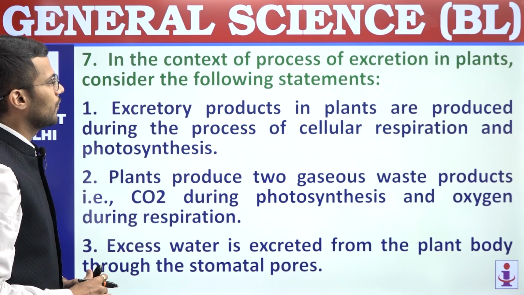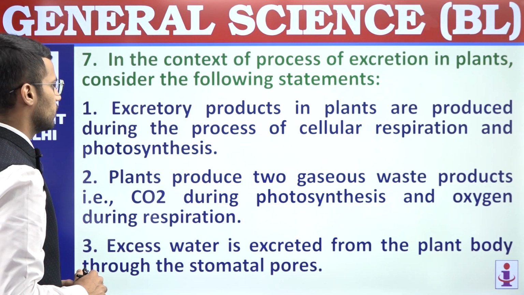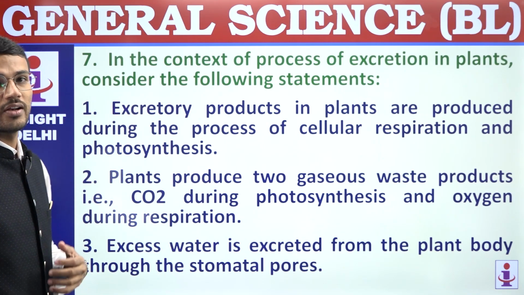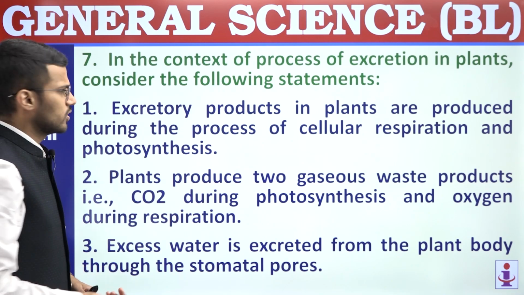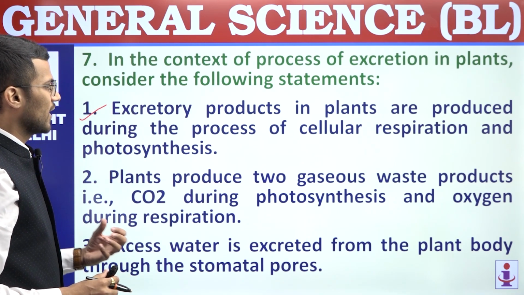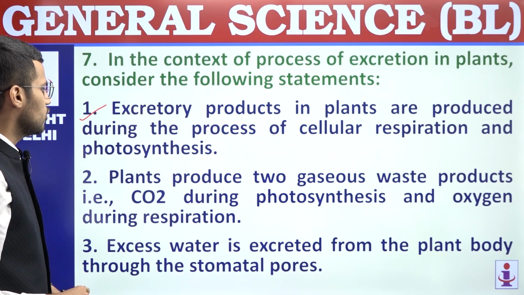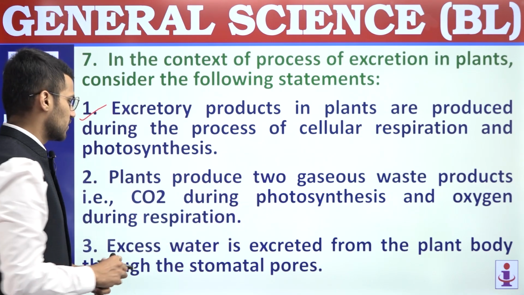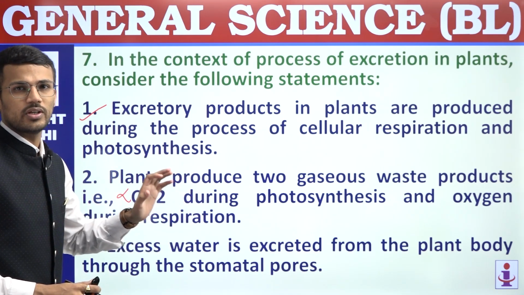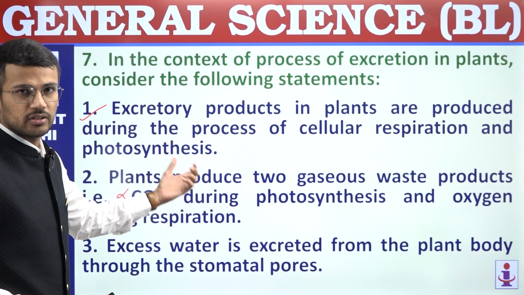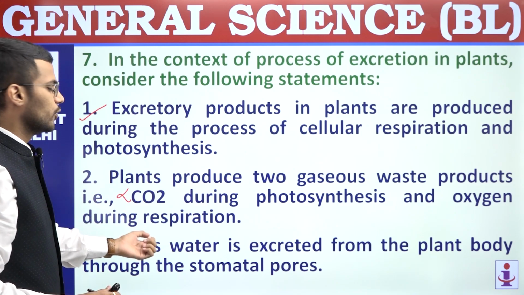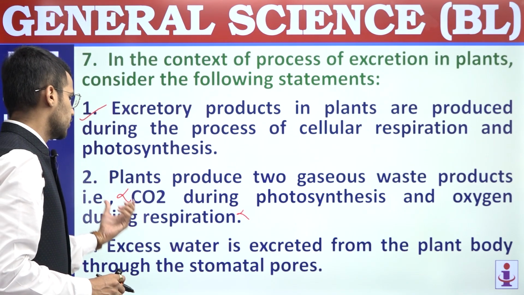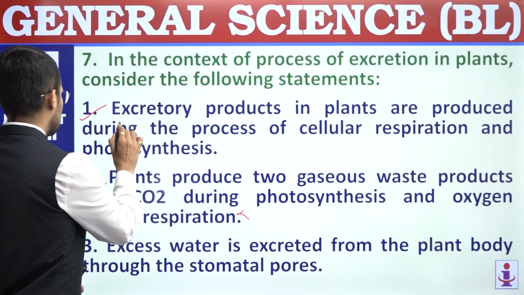In the context of the process of excretion in plants, consider the following statements. First, excretory products in plants are produced during the process of cellular respiration and photosynthesis, right? So this is a correct statement related to the production of excretory products in plants. Second, plants produce two gaseous waste products, that is CO2 during photosynthesis. So this is incorrect. Why? Because CO2 is used during photosynthesis. It is not the waste product of photosynthesis. And oxygen during respiration. Again, an incorrect part of the statement because oxygen is used during respiration, right? So this statement becomes an incorrect statement.